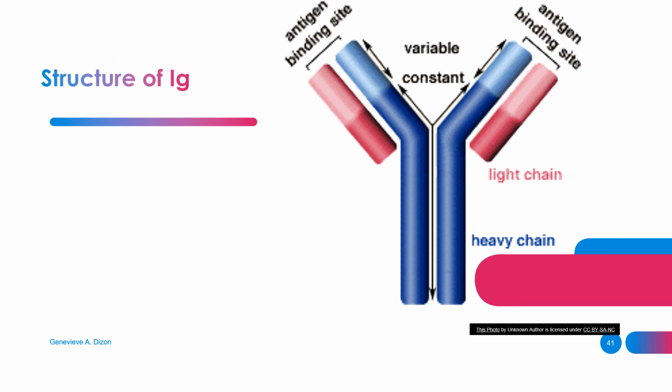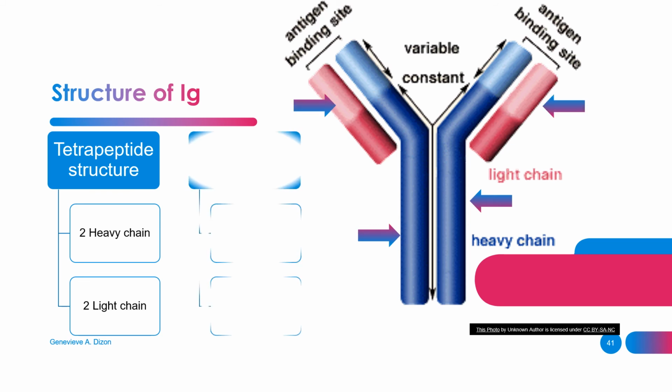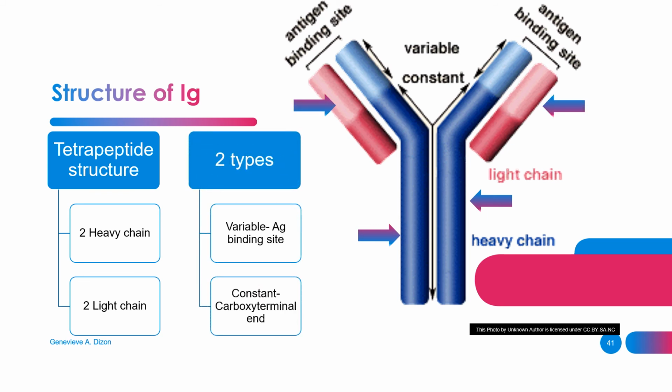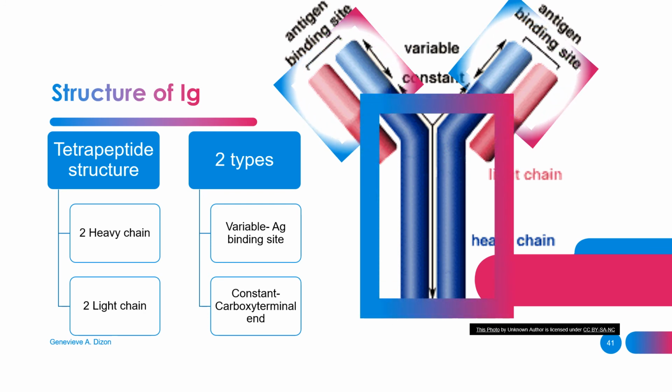This is the structure of an immunoglobulin. It is a tetrapeptide structure, meaning it has 2 heavy chains and 2 light chains. It has 2 types of regions: the variable antigen binding site, where the antigens attach, and the constant carboxy terminal end, where other immune cells attach.